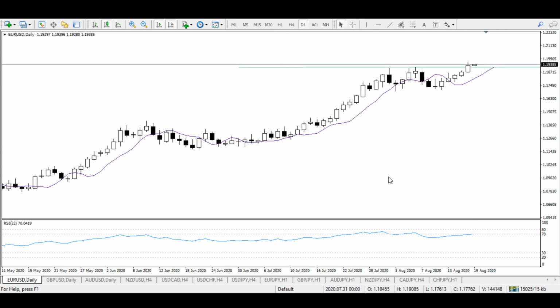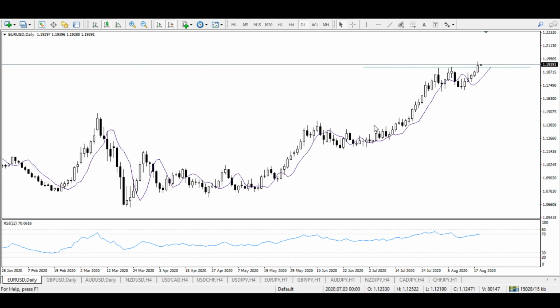Only question mark is this overbought condition. So it's up to you if you want to take the buy position now. In my opinion, I am in buy right now. If it returns back and the daily candle closes below the low of the candle which has caused the breakout, I will close my buy and I'll enter sell.